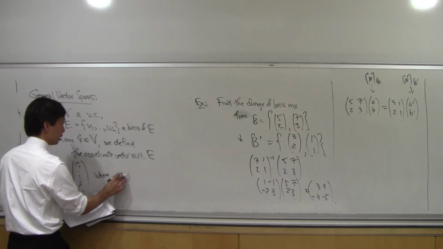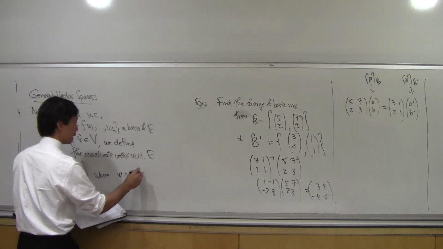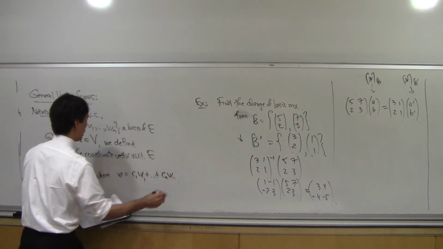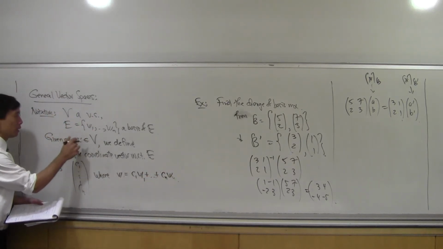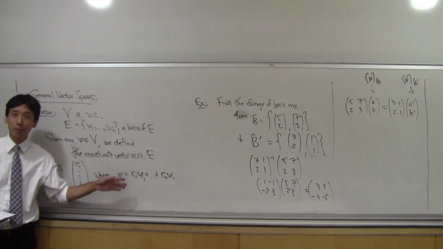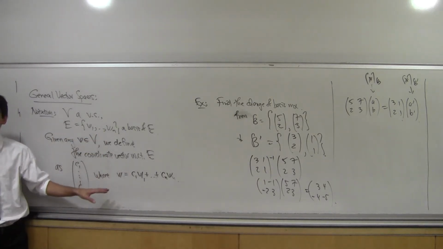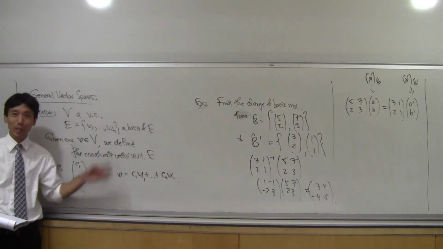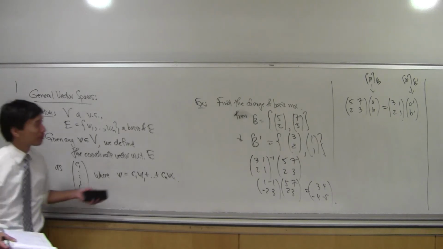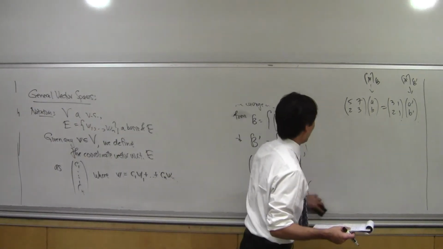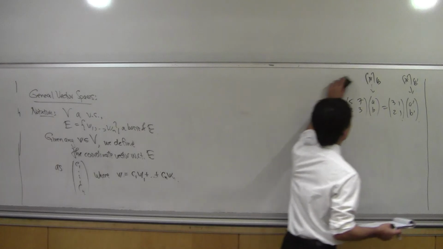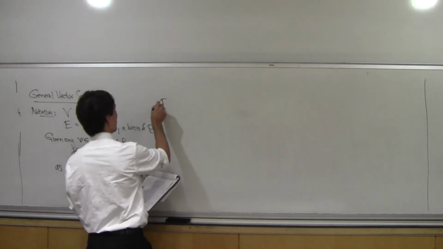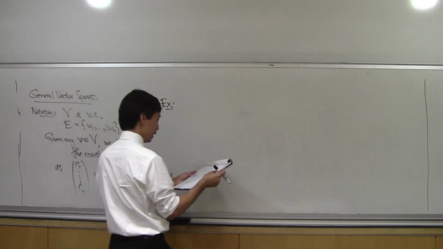V has this unique expression, is uniquely expressed as this linear combination. So it's exactly the same thing as before. Okay, so in fact, why did I write this again? This is the same thing I wrote earlier. So let's do some examples. What's different are the examples.